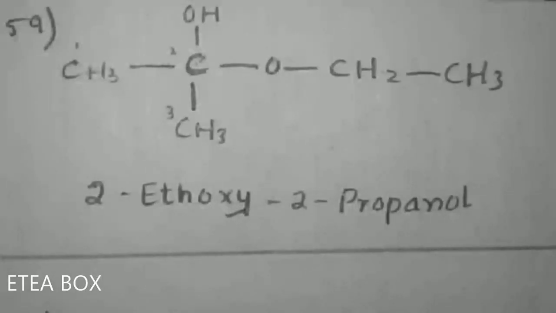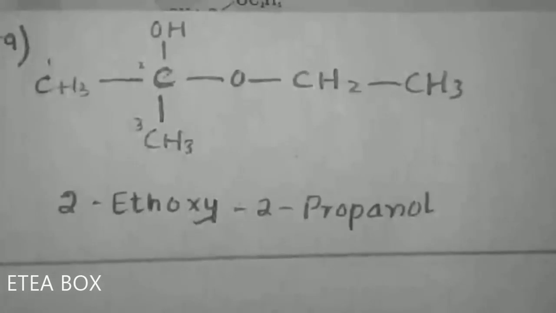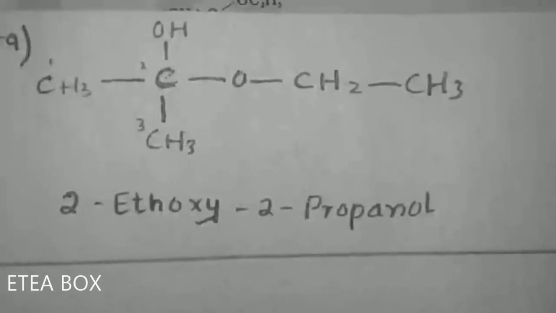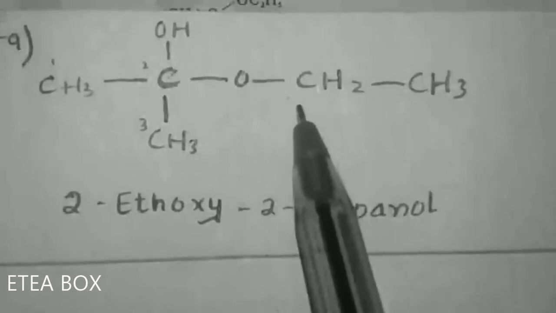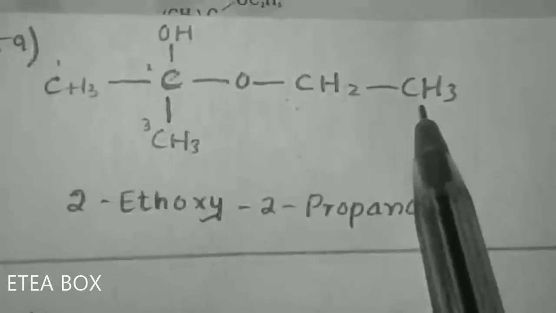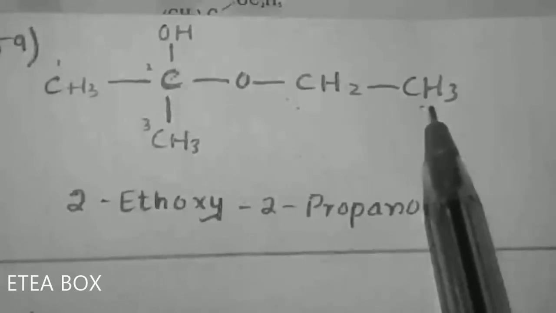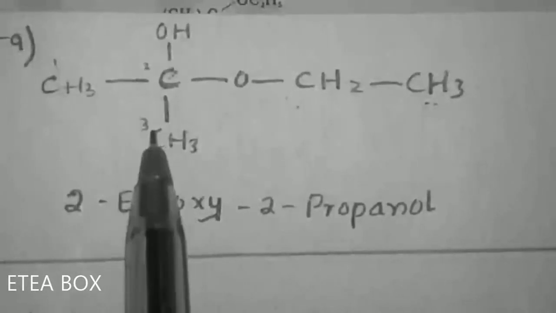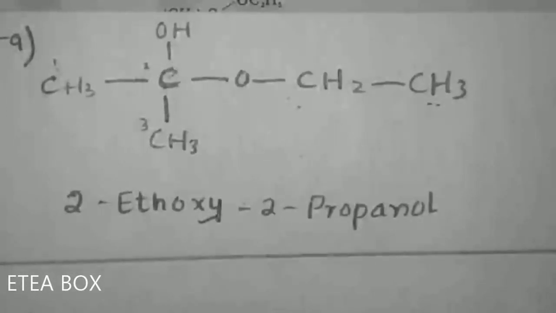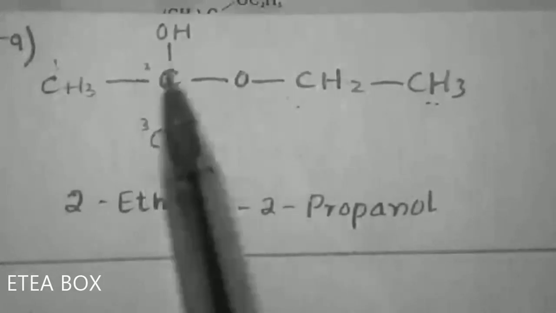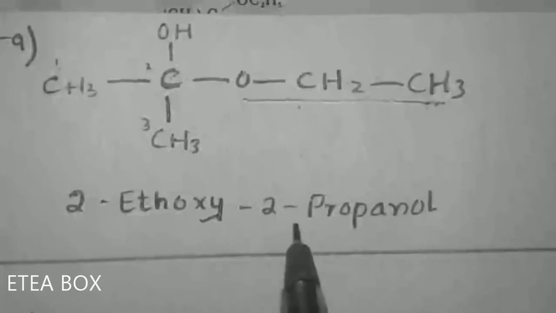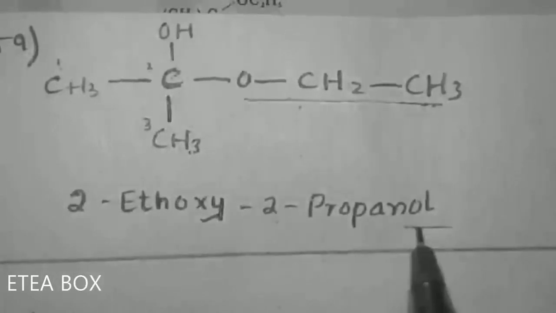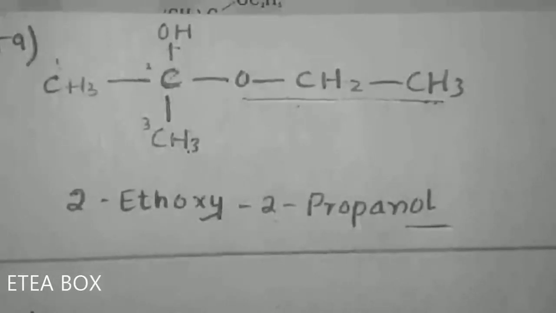Look at the first structure. On both sides of the oxygen you have to select the smallest one. This one is the smallest, so take this and call it ethoxy. This will be ethoxy along with this oxygen. Now number 1 2 3, the carbon which contains the hydroxyl group. Now it will be 2-ethoxy, this one will be the substituent, and 2-propanol. Here on carbon number 2 the hydroxyl group is present.